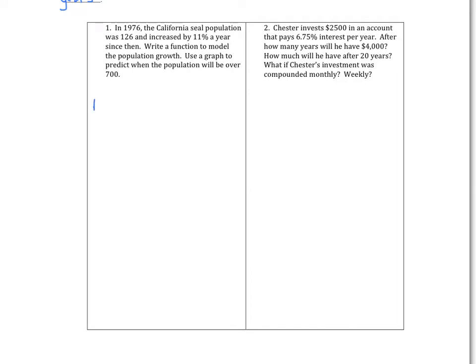So we have A of t equals our initial amount, which was 126, and then we have 1 plus the rate of increase, which is 0.11 in decimal per year, and that's raised to the t. Okay, so this is our model.